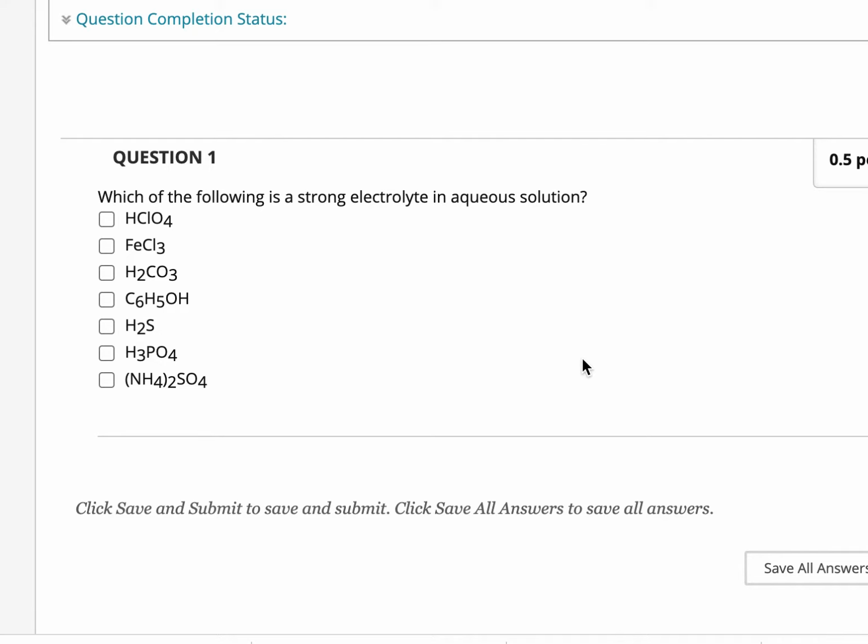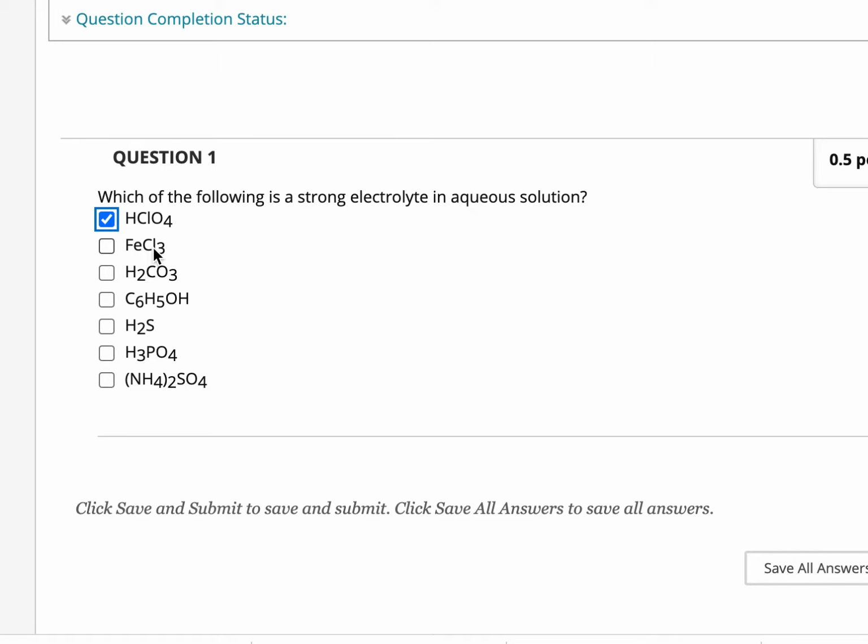Which of the following is a strong electrolyte in aqueous solution? So HClO4 is one of your 7 strong acids. I said to memorize the 7 strong acids. That will always help you in this course. In fact, that should be one of the first things you memorize. Strong acids are strong electrolytes, so let's check that box.